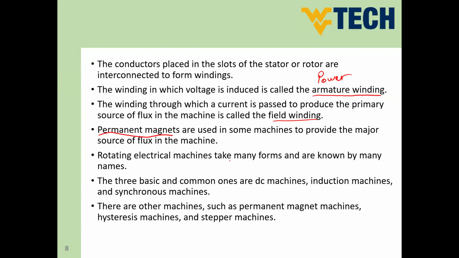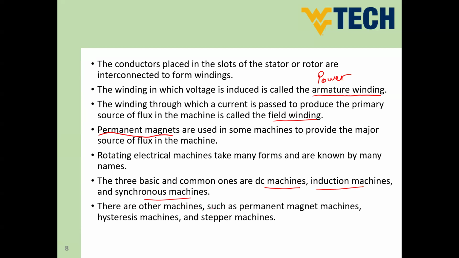Rotating electrical machines take many forms and are known by many names. We will have a lot of AC and DC machines. We will have special machines. We have what's called induction, we have synchronous machines, we have permanent magnet machines. So we will have a lot of types of machines, depending on how the machine is formed. The three basic and common ones are DC machines, induction machines, and synchronous machines. And these are the three types that will be discussed in our classes.